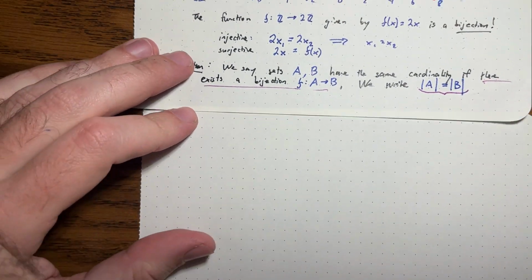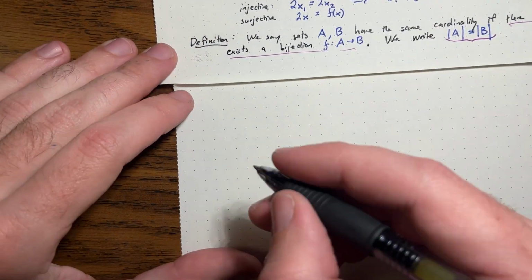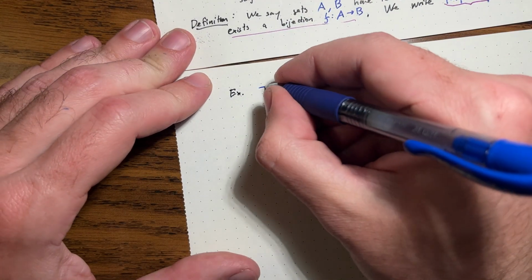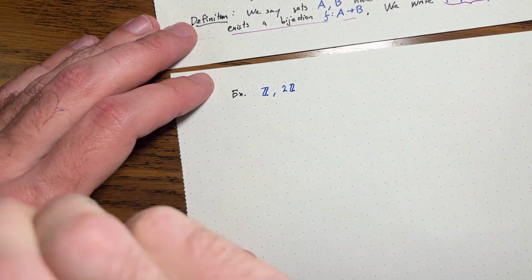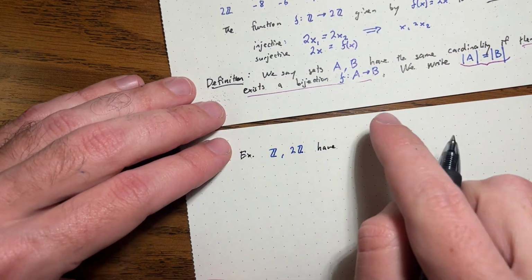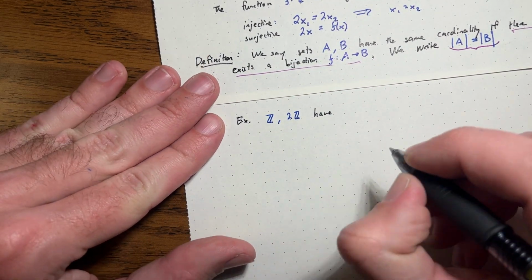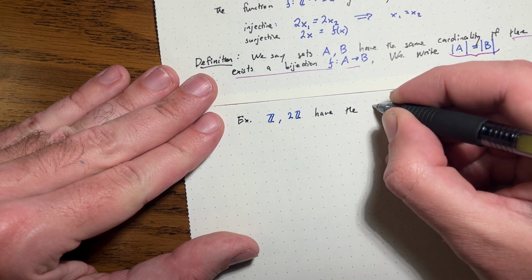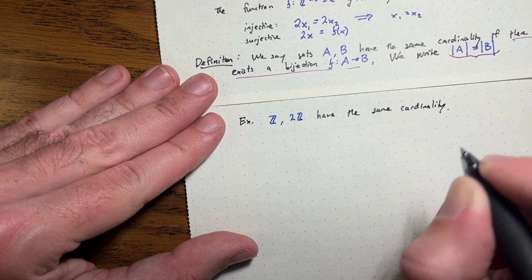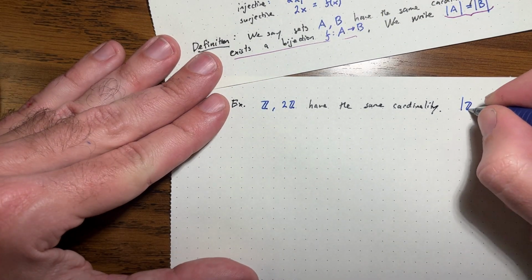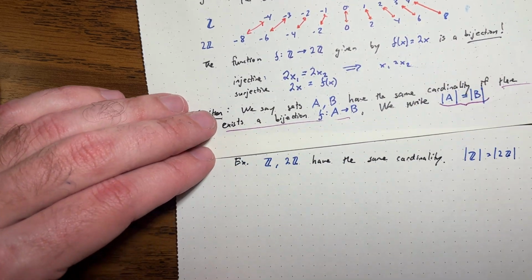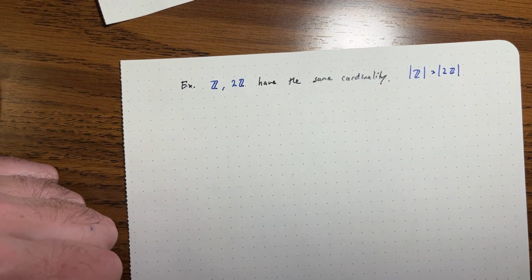Let's do some examples. So, what's the first example? The first example is Z and 2Z have the same cardinality under this definition, right? So that resolves this argument here. At least under this definition of cardinality, and this is a standard definition. So these have the same cardinality. Okay, and we can write the cardinality of Z is the same as the cardinality of 2Z, meaning there's a bijection from Z to 2Z. In fact, there's an explicit formula for one.